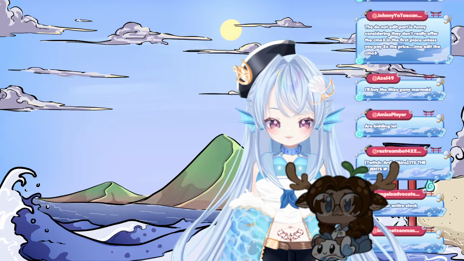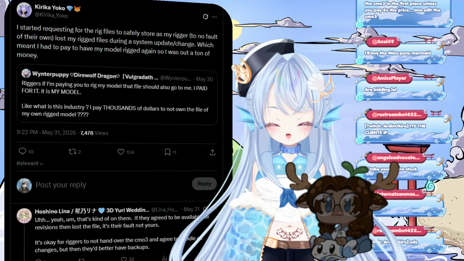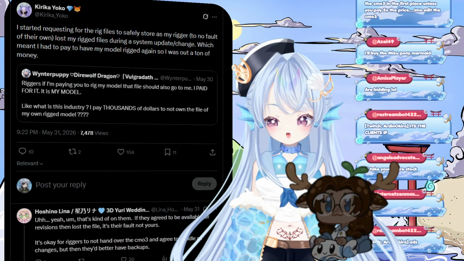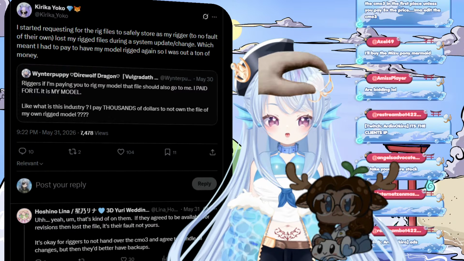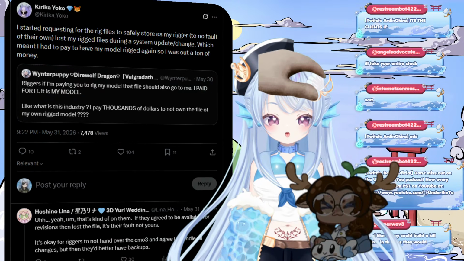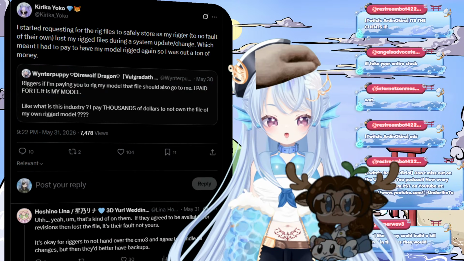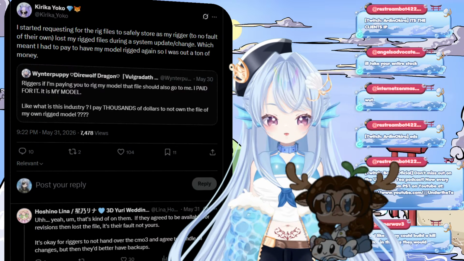Exactly. And then a couple random things I had at the end here was just people that were replying that mentioned, like, yeah, I've been messed over by my rigger. This person said, I started requesting the rig files to safely store as my rigger lost my rigged files during a system update, which meant I had to pay to have my model rigged again, so I was out a ton of money.